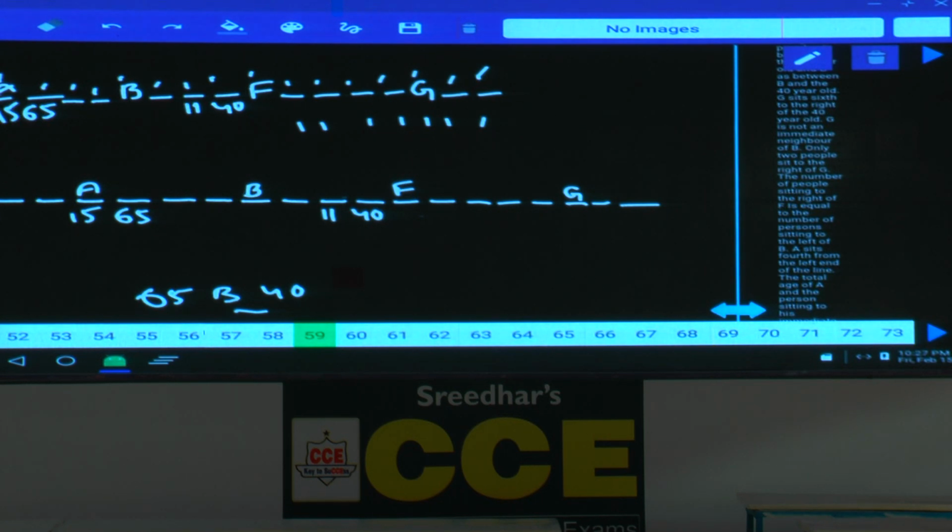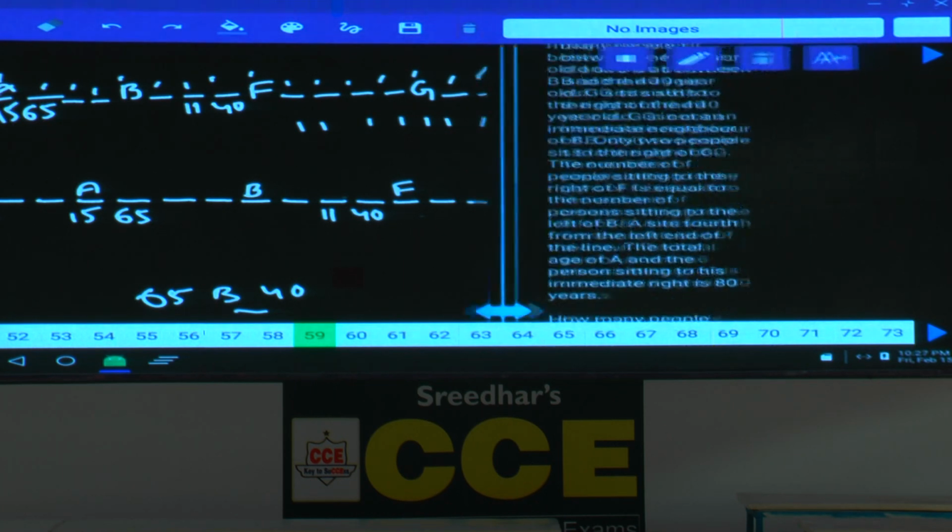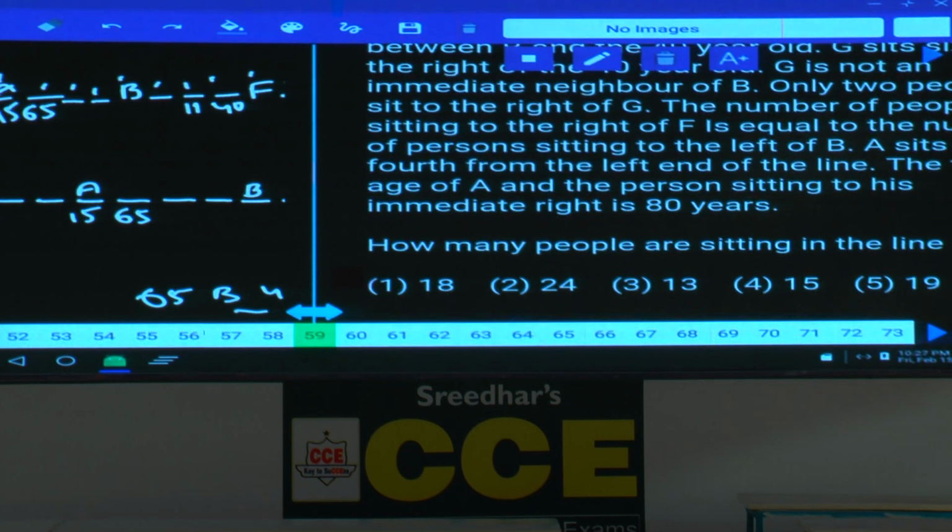Clear now? Now question 59, how many people are sitting in the line? There are exactly 19 people sitting in the line. 19 people seated in the line, that is choice 5.